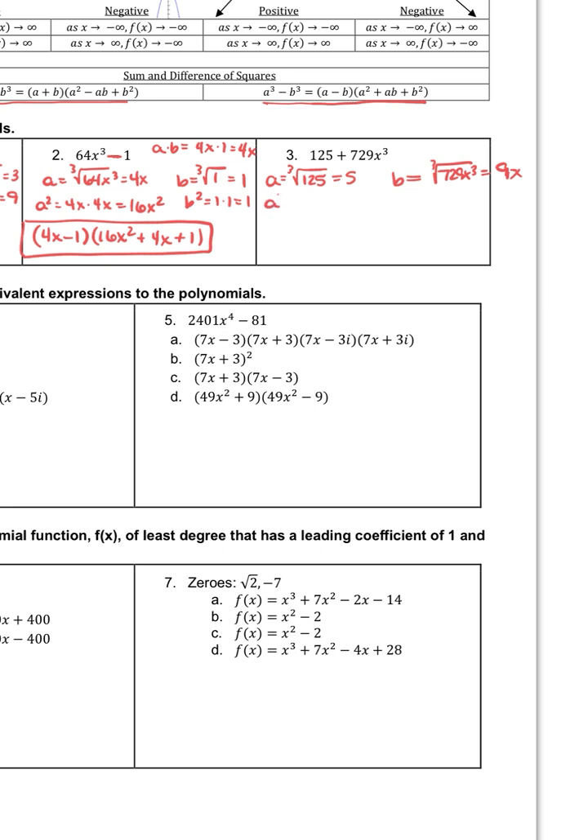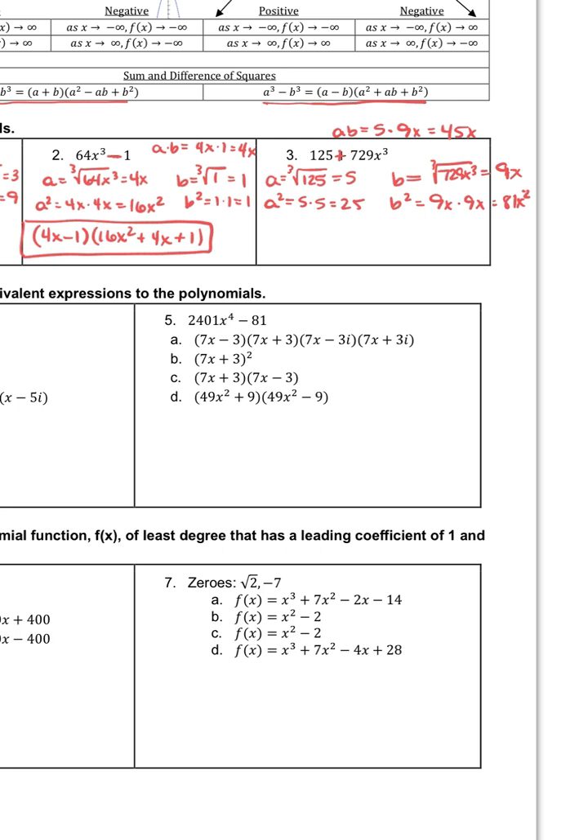So a squared is 5 times 5. That's 25. B squared is 9x times 9x, which is going to give us 81x squared. And then ab is 5 times 9x, so that is 45x. So then we're just going to plug it in. Now this time we have a plus.